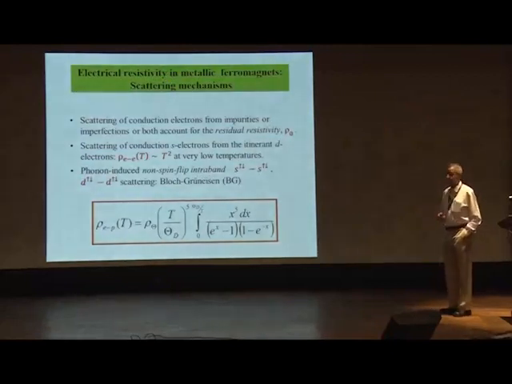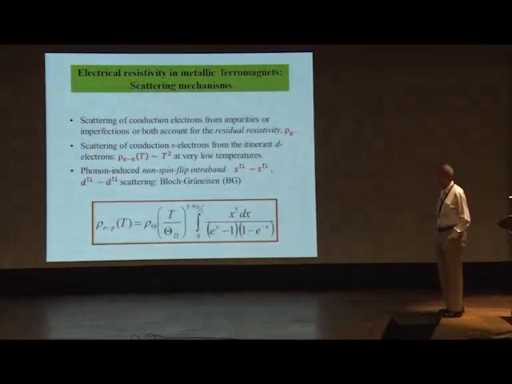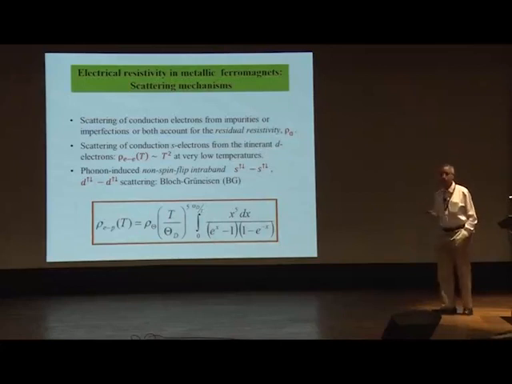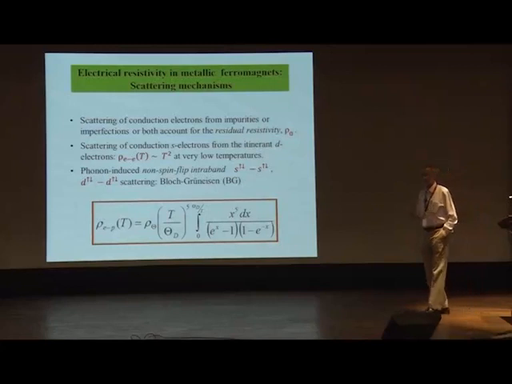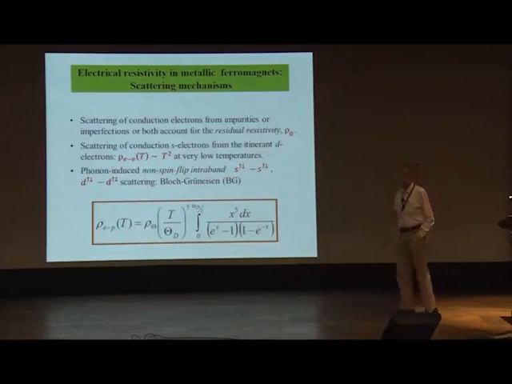Most of you already know that the scattering of conduction electrons from impurities or imperfections or both gives rise to what is called the residual resistivity. That is the value of resistivity as T approaches 0. It is limited by the scattering from imperfections or impurities.